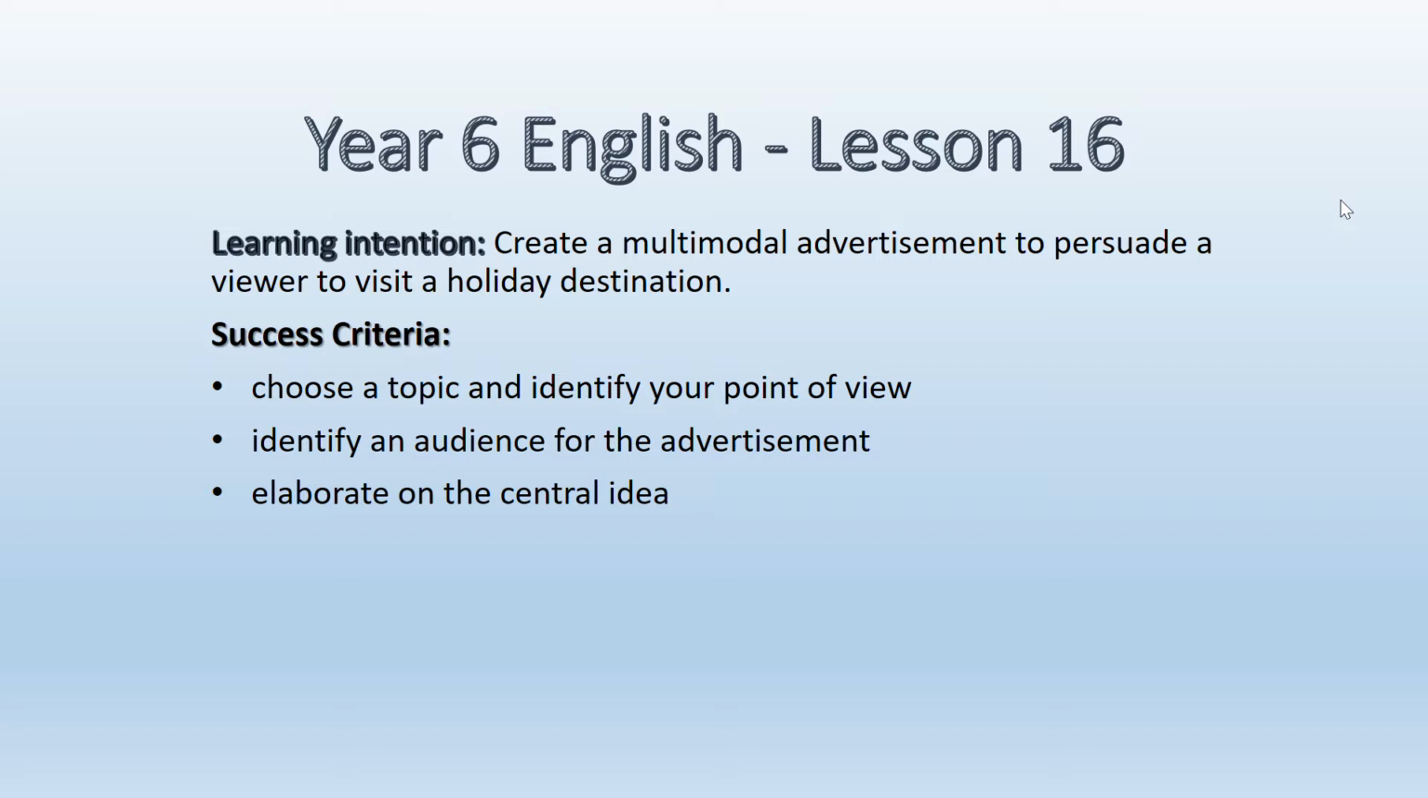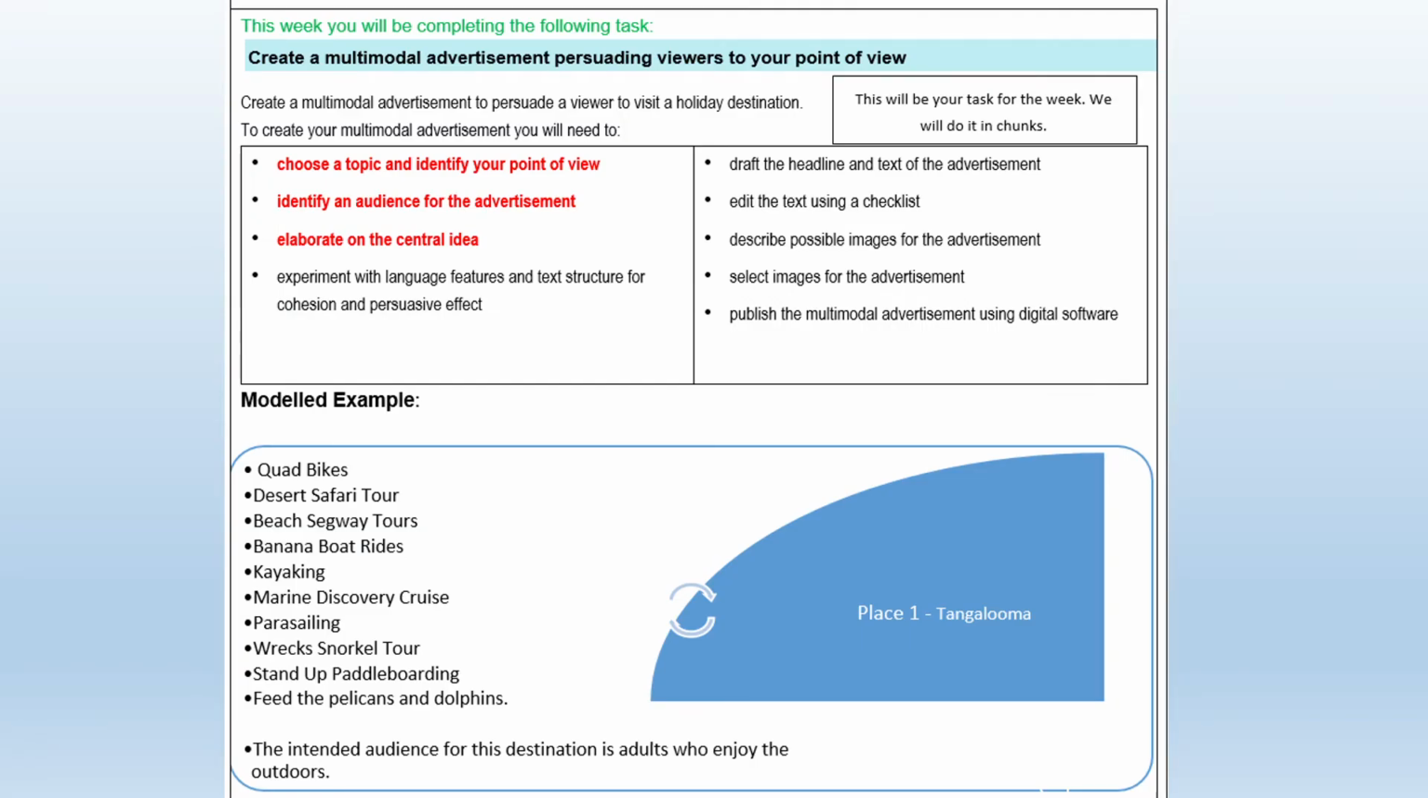So what I want you to do is open up lesson 16 now, and you're going to see this on the first page. So you can see in red that those are our success criteria for today. The other ones are going to come later on in the week. And what we need to start thinking about is which holiday destination or place are we going to be choosing.